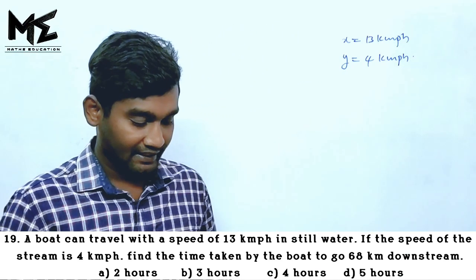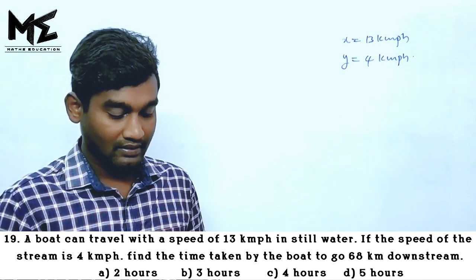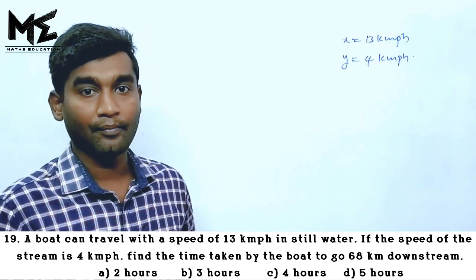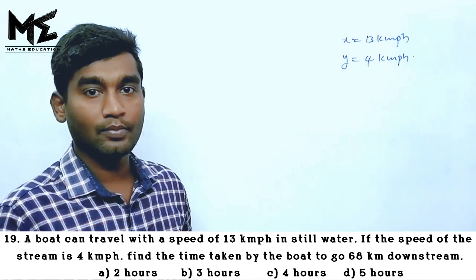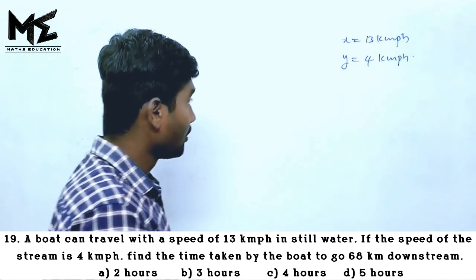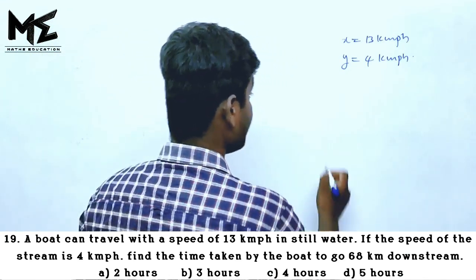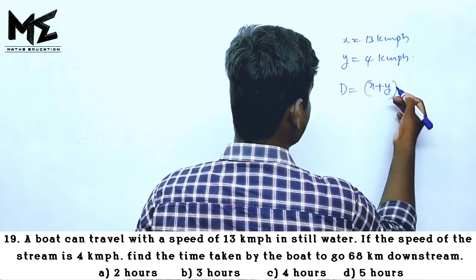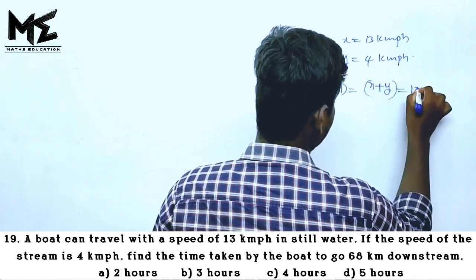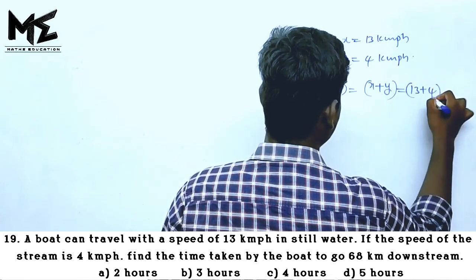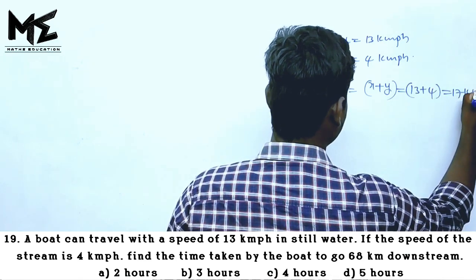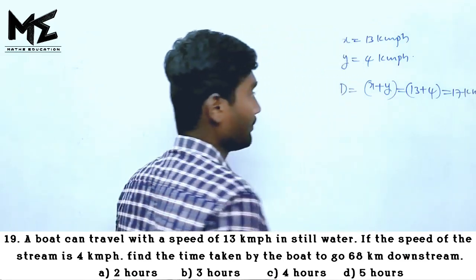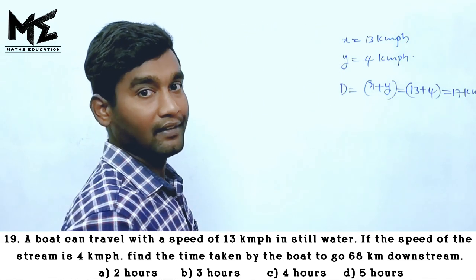Find the time taken by the boat that goes 68 kilometers downstream. So first we need to find the speed of the downstream. Downstream equals x plus y, which equals 13 plus 4, 17 kilometers per hour. Here we have the downstream speed.